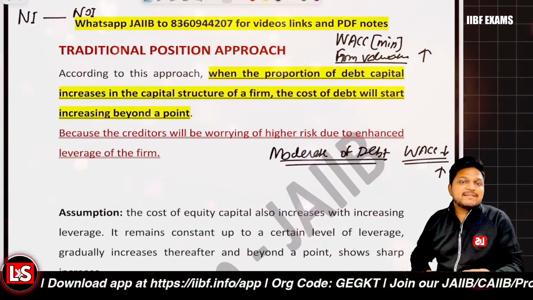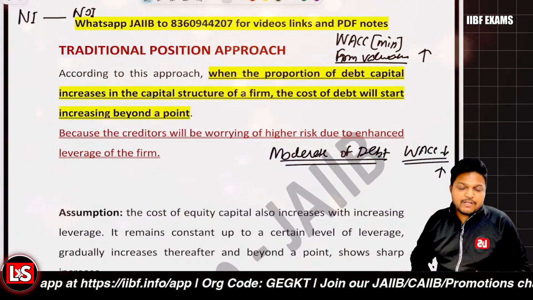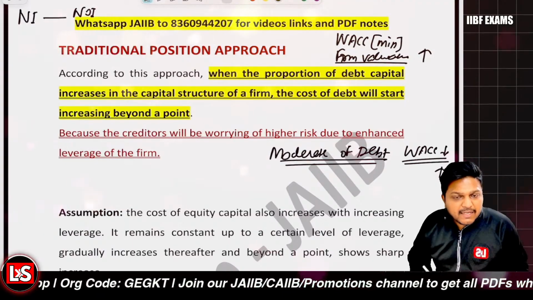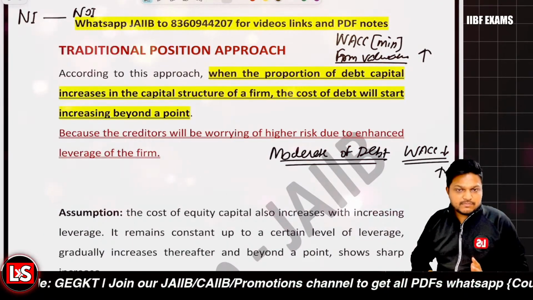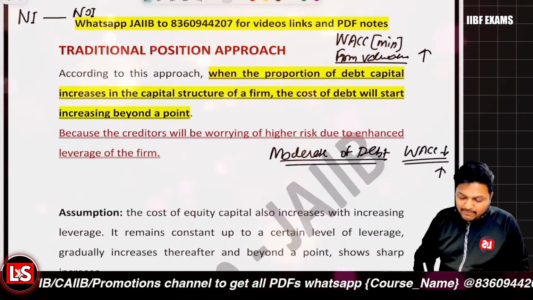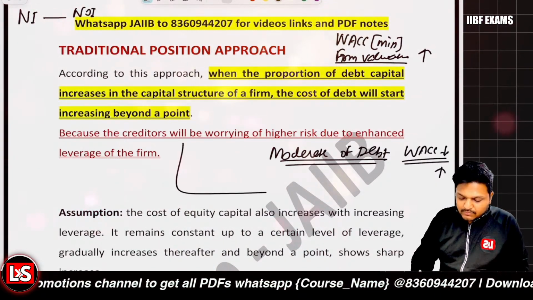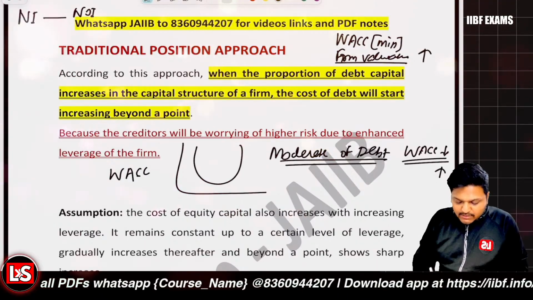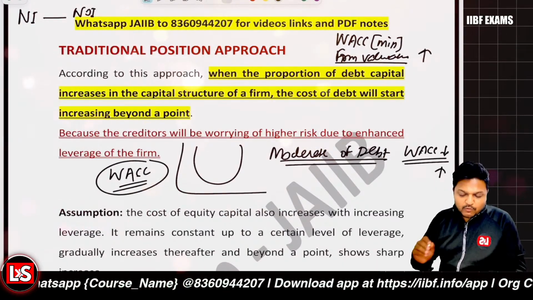But when you will be having excessive debt, the financial risk will increase, the cost of equity will increase, and the WACC will increase. So the WACC is going to follow a U-shaped curve. It's a U-shaped curve which will be there related to the WACC. Now let's have a look at the theory part over here.